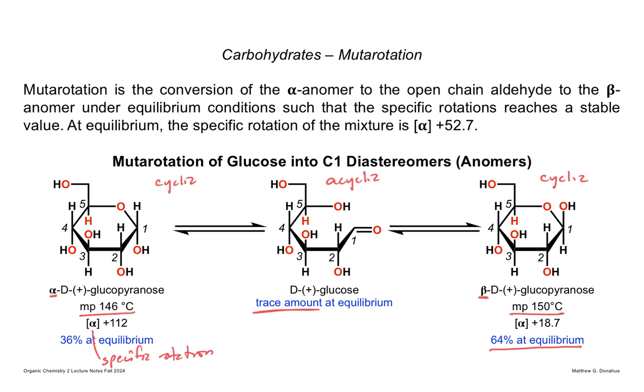So a mixture of all of those together will converge upon this number here, plus 52.7. Which means, for example, if you took the pure alpha anomer and initially measured it, it would be 112. But over time, this equilibrium would happen and you would end up at 52.7. Alternatively, if you started with the pure beta at plus 18, it would still converge to 52.7 due to the equilibrium.